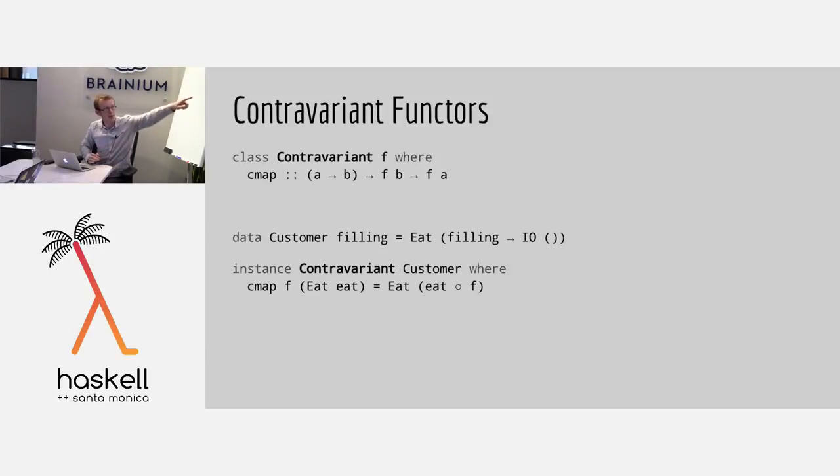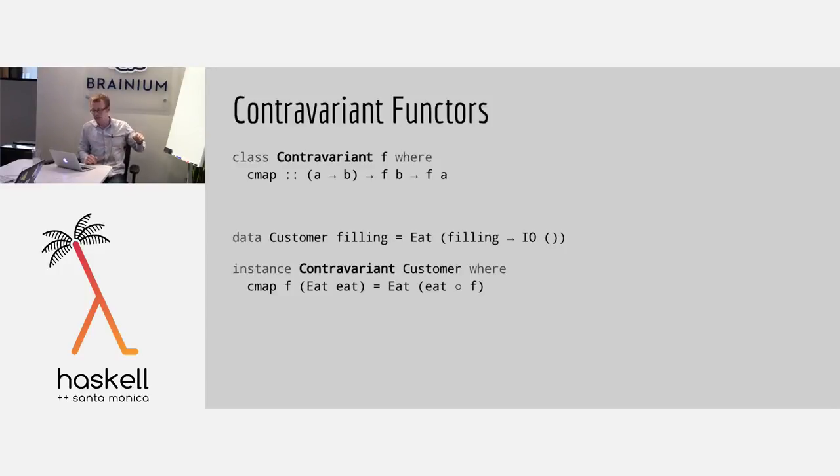So I mean, here's an example, right? It's specific to the f that you pick. So here's an example, like for the customer. If I have an eat function that takes, let's see, that will be an f of b, so that's going to be a b to an IO. Wait, the filling is A or B?